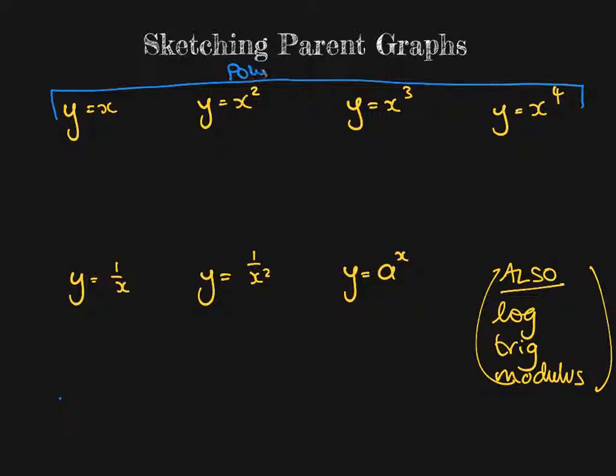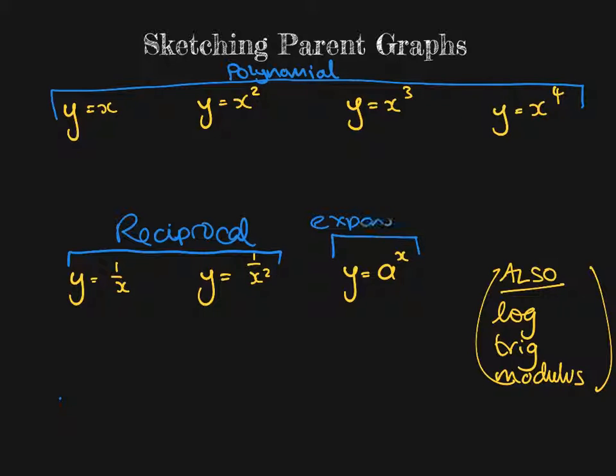These are polynomial functions, anything with x to a power that's a natural number. And we've got 2 reciprocal graphs. There we go, 1 over x and 1 over x squared, and we've got 1 exponential.